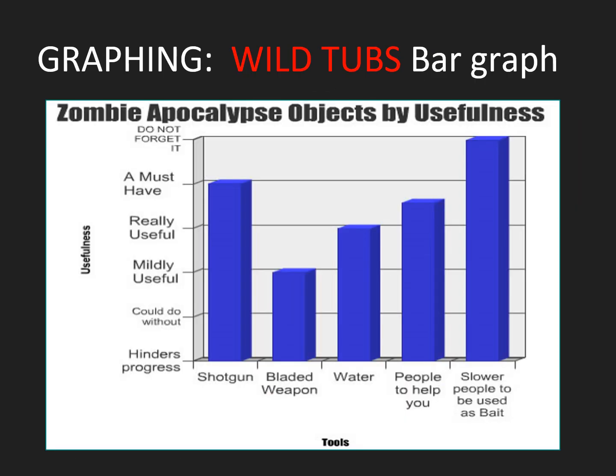And finally, just because we haven't seen any, this would be a good bar graph. As you can see, we don't really need units because we're using categories. In this case, we're defining our categories as things that are useful, and we're measuring the usefulness in categories that we've made up: hinders progress, can do without, mildly useful, really useful, must have, do not forget it. This is all the information that you would need from that. So I hope that helped you guys out, and I will speak to you in our next notes.